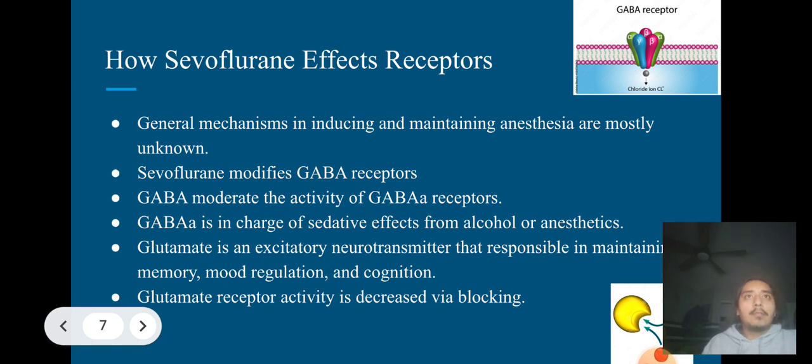Another receptor that sevoflurane affects is the glutamine receptor, which is an excitatory neurotransmitter, which means that it excites neurons to fire off a signal to pass a message, and this receptor helps maintain memory, mood regulation, and cognition. Sevoflurane decreases the activity of these receptors by binding to and occupying the binding sites of the receptors on a synaptic cell, blocking most, if not all, neurotransmitters. This process aids in the effectiveness of the anesthetic.